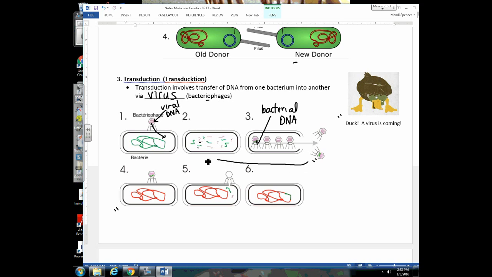When this virus infects a new bacteria cell, then it can inject both viral DNA that we see here in purple, but also it can inject this DNA from a different bacteria cell. So now we have horizontal gene transfer, and this bacteria cell now has new genes.